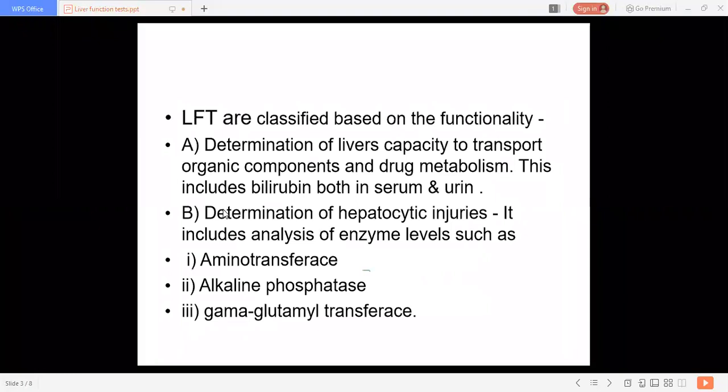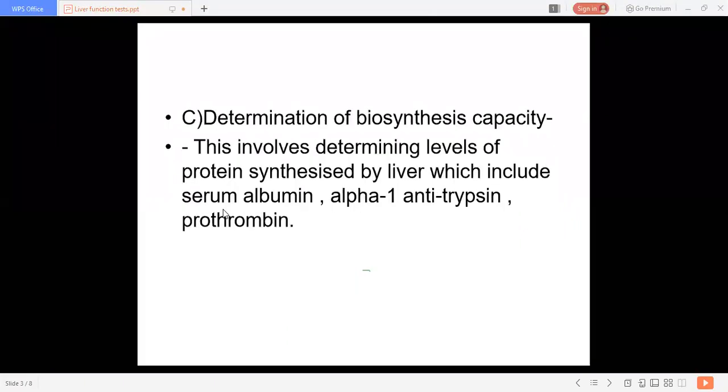Next Wednesday we will talk about the determination of biosynthesis capacity of the liver, that is about the serum proteins, albumin and globulin. What is the significance of albumin and globulin, and also the ratio and total proteins. That part remains, and we are going to discuss it on Wednesday. Is that okay?